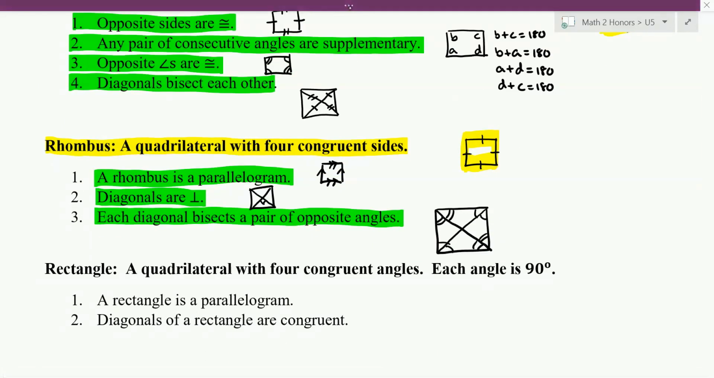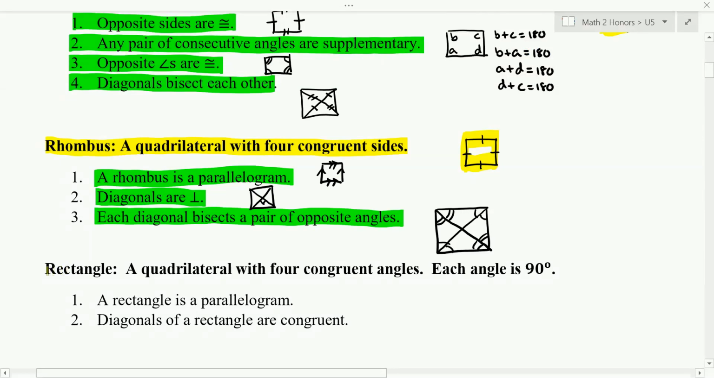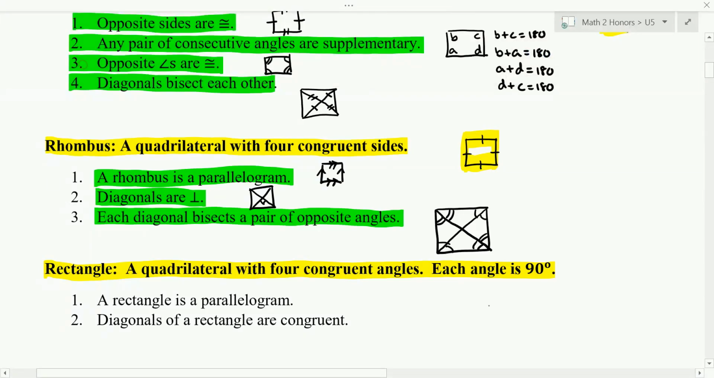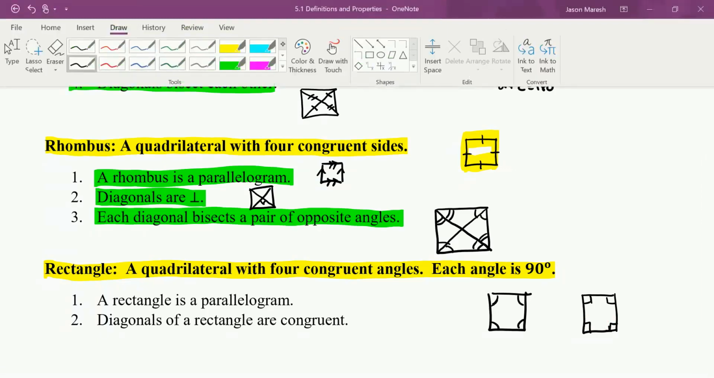Then we have a rectangle. The definition of a rectangle is a quadrilateral with four congruent angles, and each of those, because they're congruent, and because all four add up to 360, you can easily get that they have to be 90 degrees, okay? So the picture looks something like this. I'll accept a couple pictures. You could do that for the definition, or you can actually show me that they're 90 degrees. I'm okay with either of those pictures for the definition.